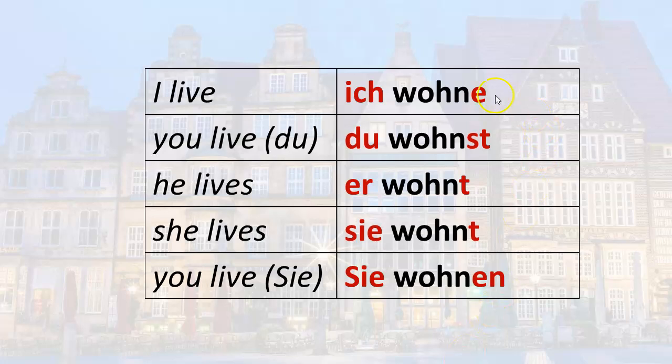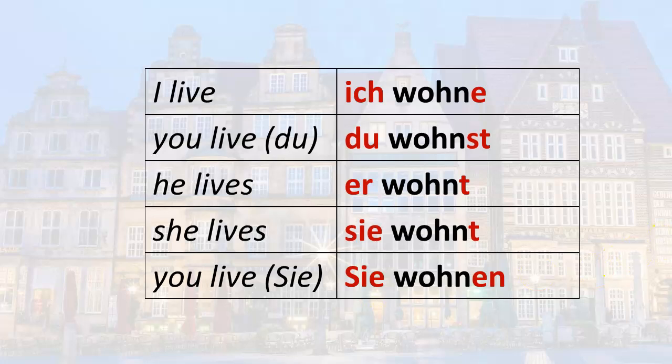Now remember to associate the ending with the subject pronoun. In other words, in the present tense, when you're conjugating verbs, the e always goes with the ich. The st always goes with the du. The t goes with er, sie and es, and the en goes with the formal you, the Sie, with the capital S. Notice the capital S here. The lowercase s, it means she. With the capital S, it means you.